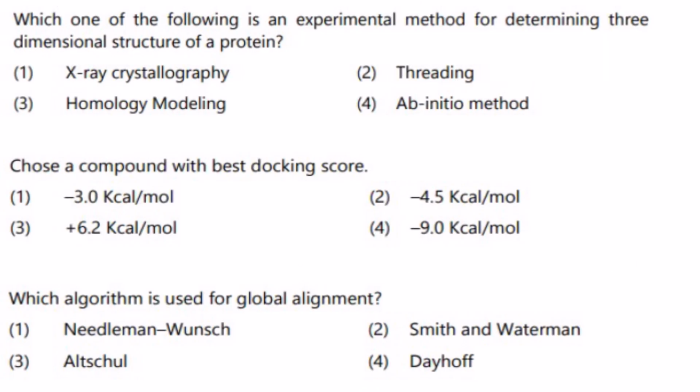Then which one of the following is an experimental method for determining the three-dimensional structure of a protein? So it is X-ray crystallography. Threading, ab initio, homology modeling are not experimental methods, they are computer-based bioinformatic methods for determining three-dimensional structure of proteins. So all the three I have discussed in cross-disciplinary, which was conducted in the same year.